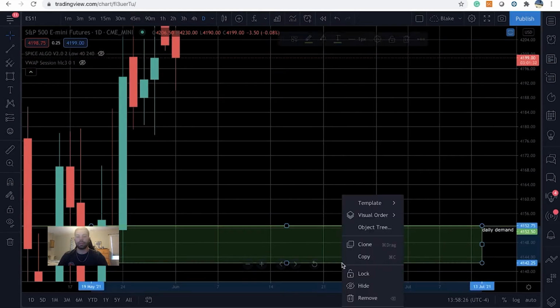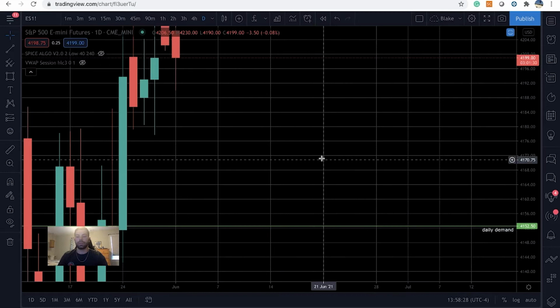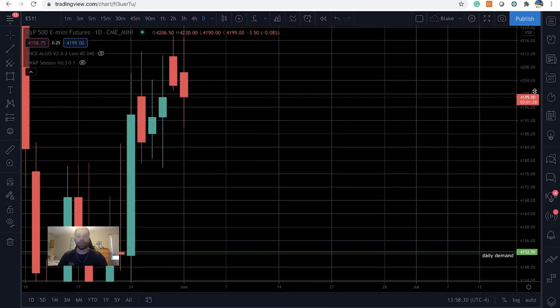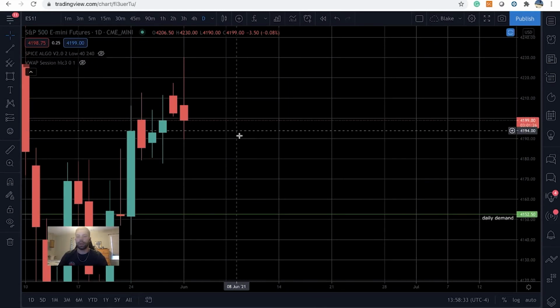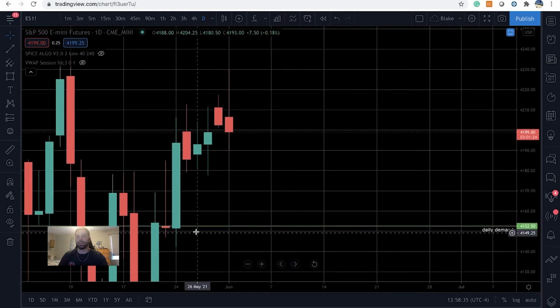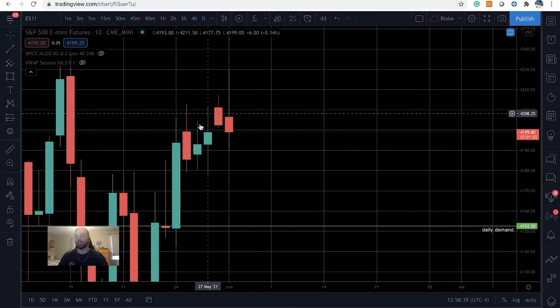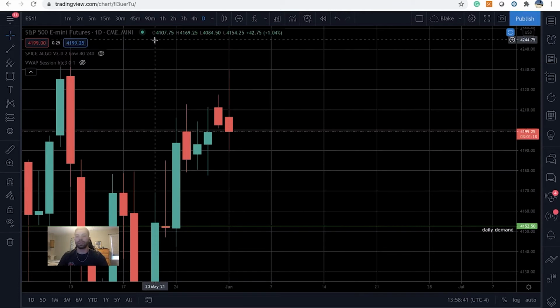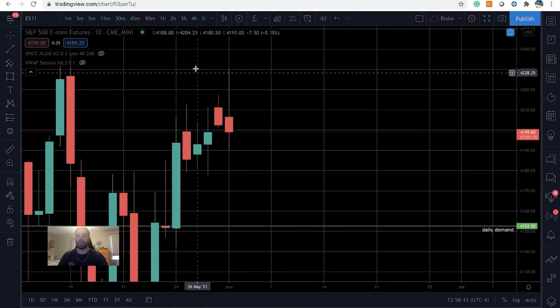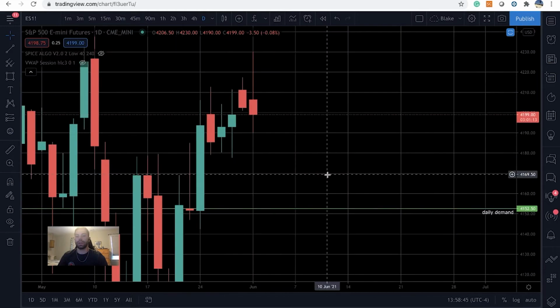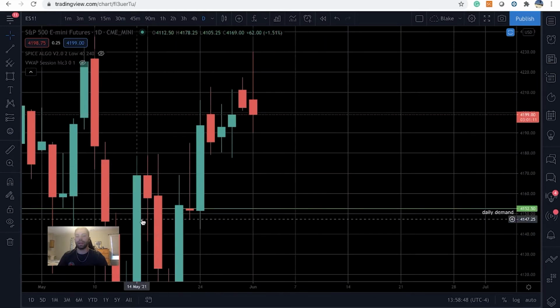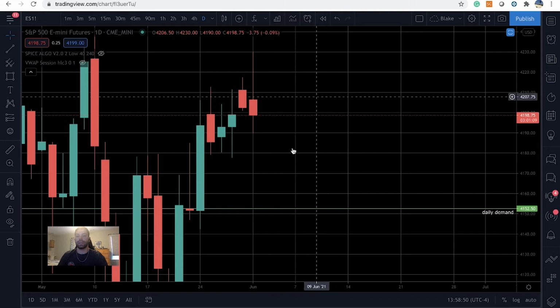I'm going to take the rectangle off for now, just because I don't want to have my chart super congested, but that is the basis of how we form demand. And the same thing as supply is just on the other side, we just get a drop, base, drop. So for demand, we can have a drop base rally. And then for supply, we can have a rally base drop.